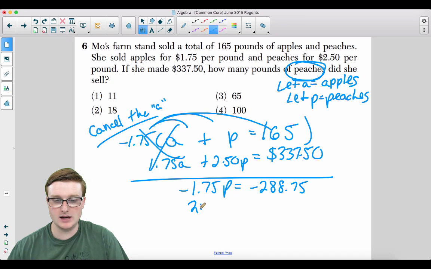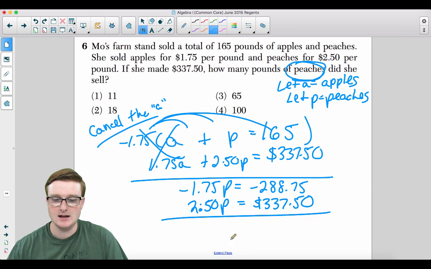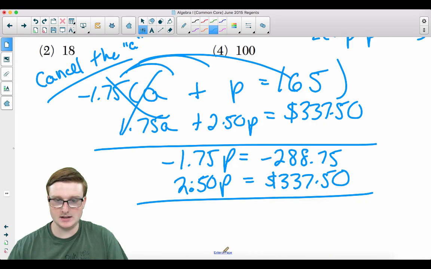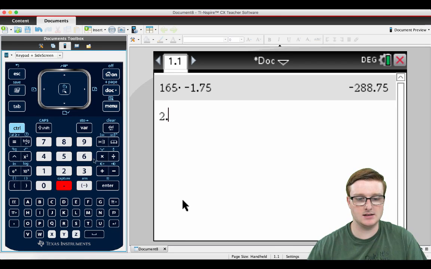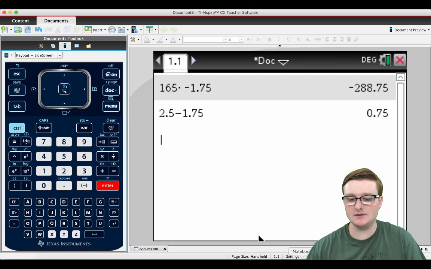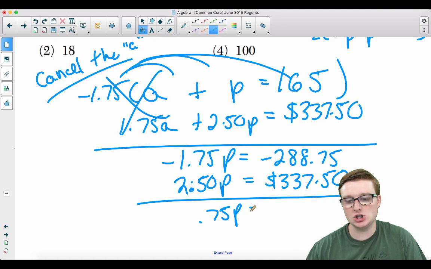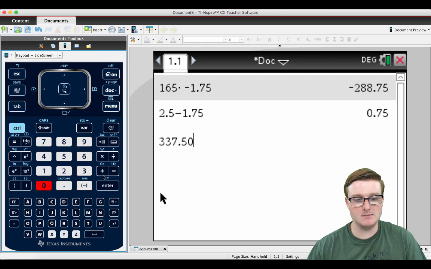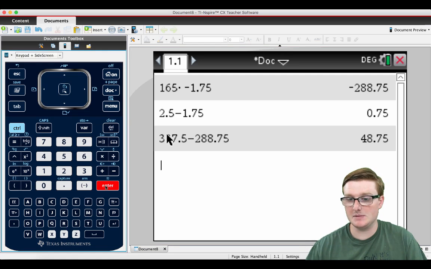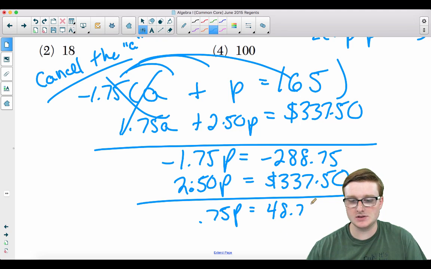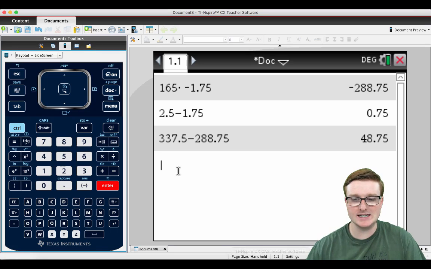And that's your $2.50p is equal to 337.50. Now, if you add these up, you get $2.50 minus $1.75. So you get 75 cents per peach is equal to 337.50 minus 288.75. That's going to be $48.75. So $48.75 divided by 0.75 on both sides, and you get the pounds of peaches is 65 pounds.